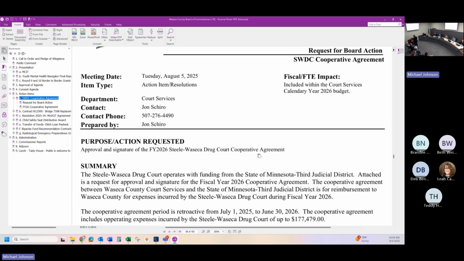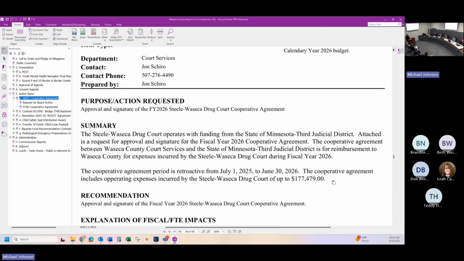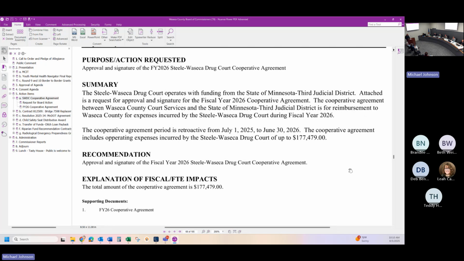Action items, SWDC cooperative agreement. Good morning, Commissioners. This is the annual update on the cooperative agreement for the Still Waseca Drug Court with the financial support from the judicial district. It was a little bit delayed this time, as Commissioners likely are aware. We usually retroactive this back to July 1st of this year, and then it goes to June 30th next year. Little delay because we did receive a slight increase from the original amount they were going to give us. I think it was about $7,000 that they allocated for our drug court. So they amended the contract before we brought it here. So that's why there was a slight delay.